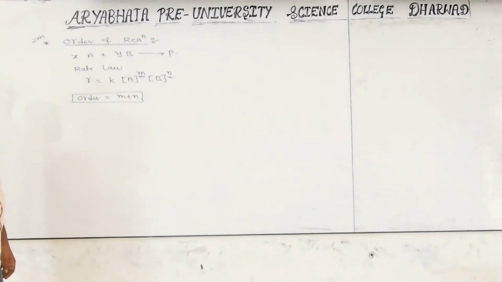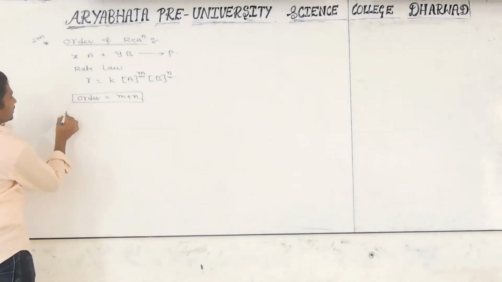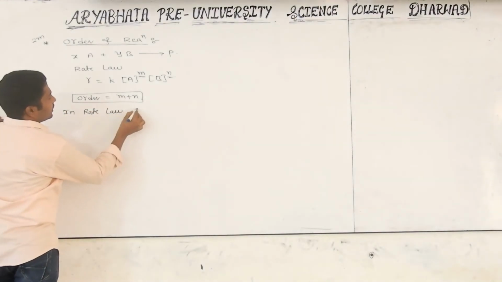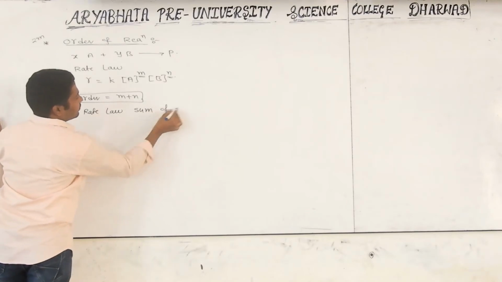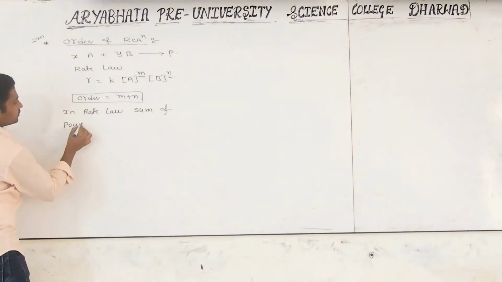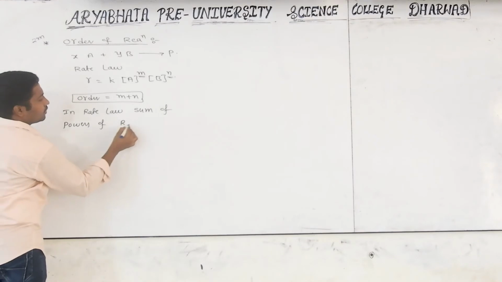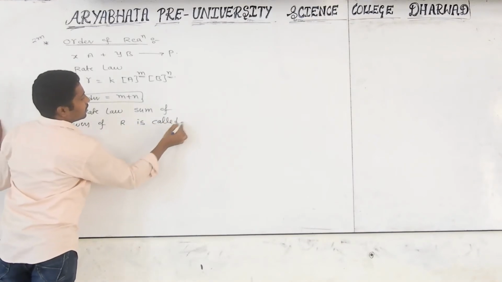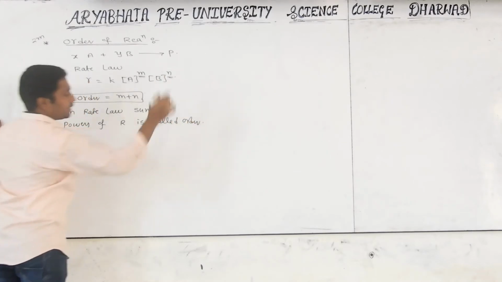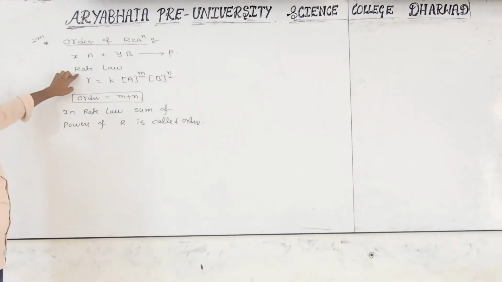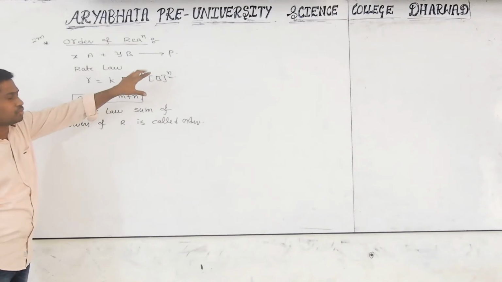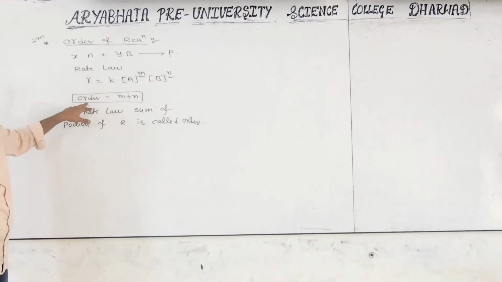What is the definition of the order? It is defined only in the rate law. In the rate law, the sum of the powers of the reactants is called the order of the reaction. Are you getting it or not? Very simple. Whatever experimental rate equation you take, the sum of the powers of the reactant terms in it is called the order of the reaction.